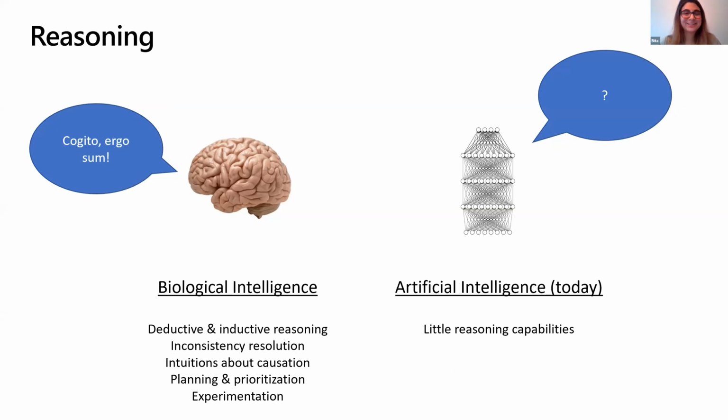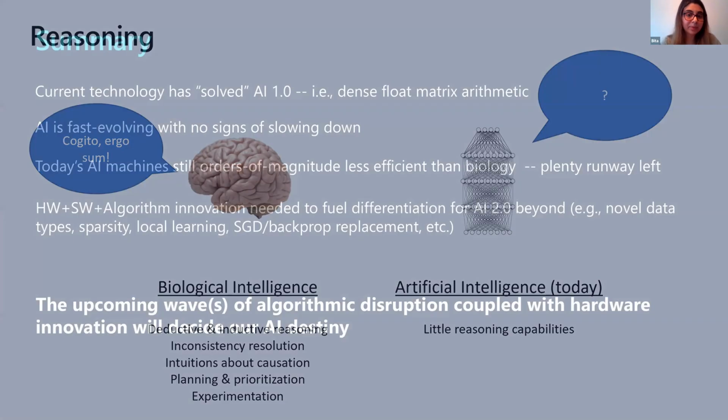Of course. And reasoning is the last thing that I wanted to highlight here in terms of the different capabilities that AI should have, and we should also be able to explain the output that we get.